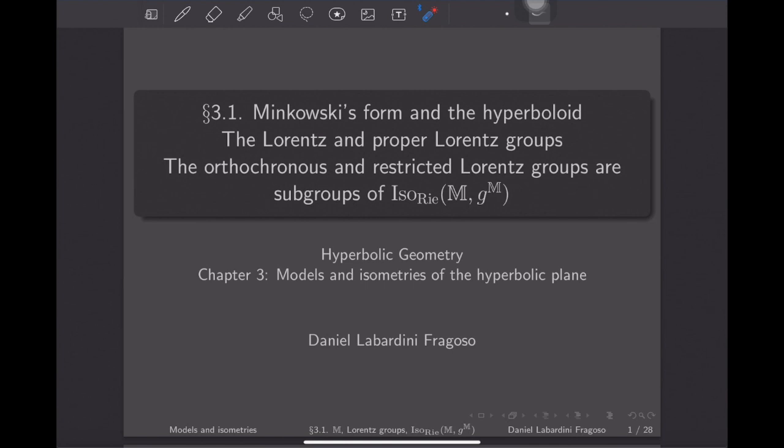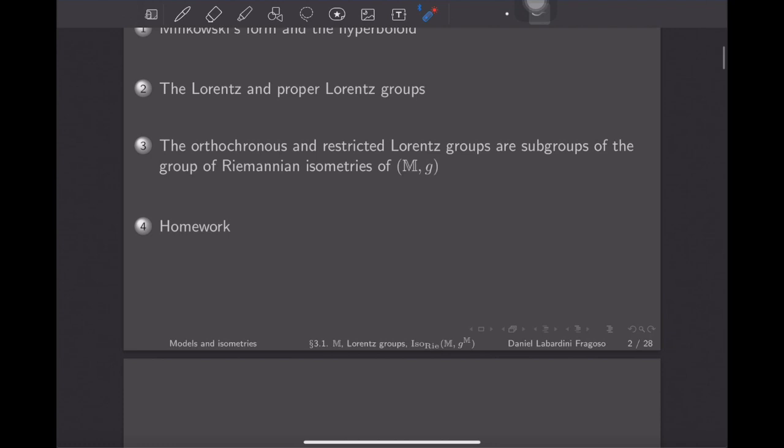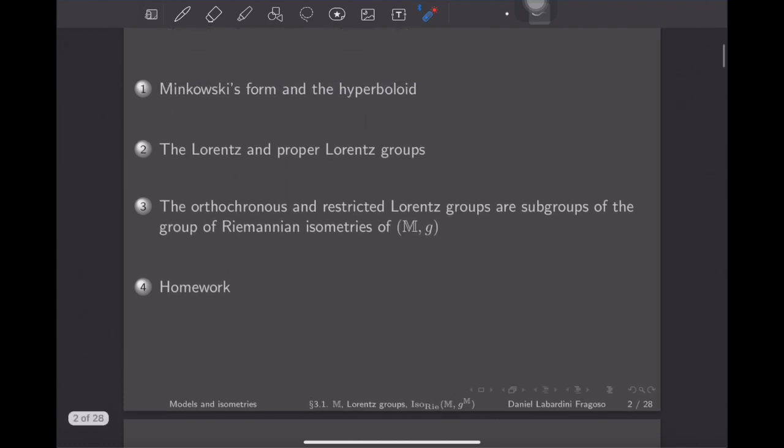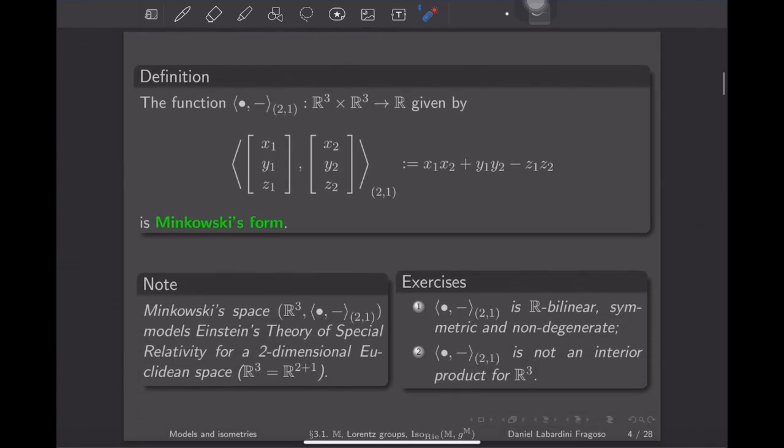Yeah, so I'm going to start with the Minkowski's form on R3 and study some level sets of the corresponding quadratic form. And I'm going to define the hyperboloid as one connected component of one of the level sets. Right? And then you see Minkowski's form is the function from R3 cross R3 to R, right?